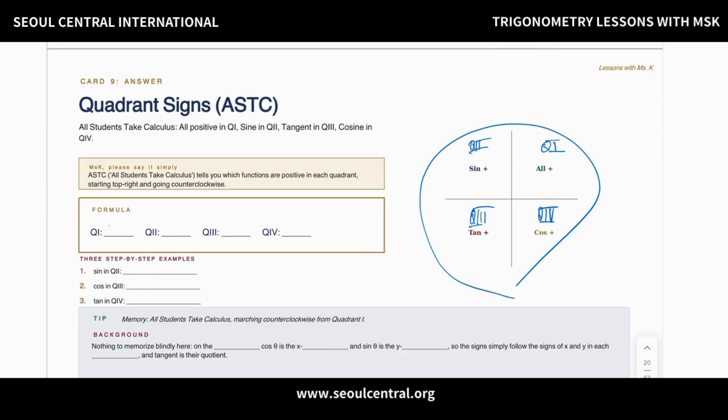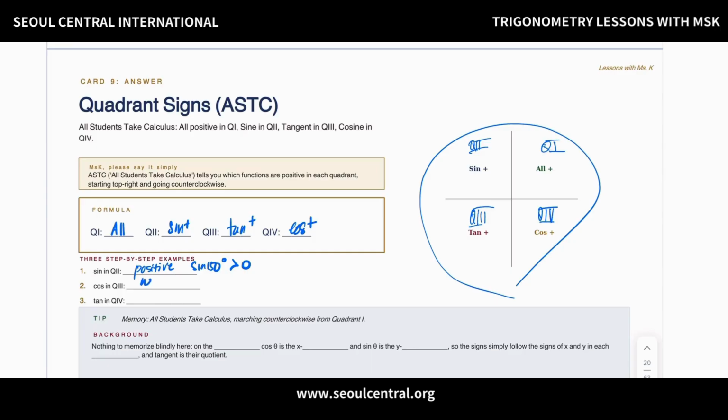All right, so let's take a look at our formula here. Quadrant 1, all of them are positive. Quadrant 2, only sine is positive. In quadrant 3, tangent is positive, and in quadrant 4, cosine is positive. And just a couple examples here. So sine in quadrant 2 is positive, and so you have sine 150 is greater than 0.